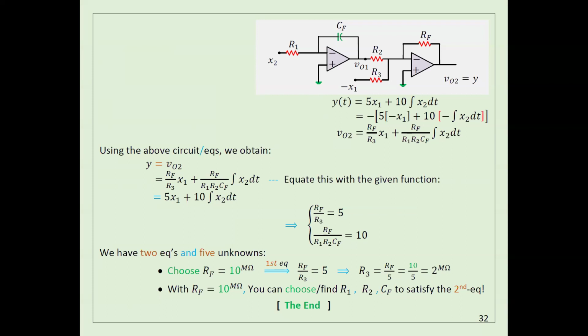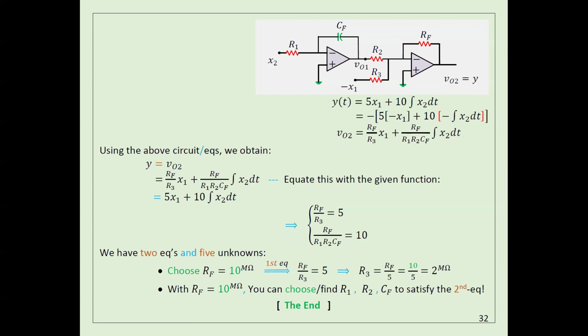Okay. So here, for example, I'm going to select RF 10 mega ohm, then I plug RF in, and then I can find R3, 2 mega ohm. So I've selected 10 mega ohm and 2 mega ohm. If you see the ratio, it becomes 5. Same thing here, RF here, it's the same RF.